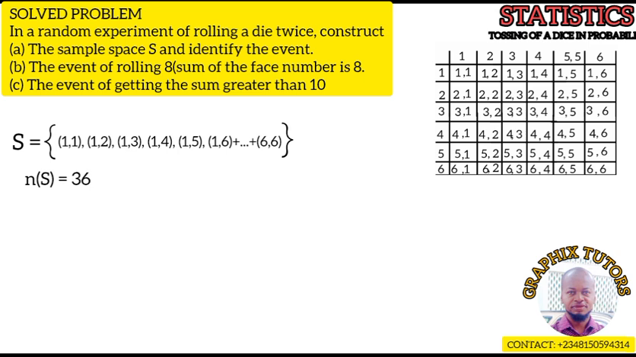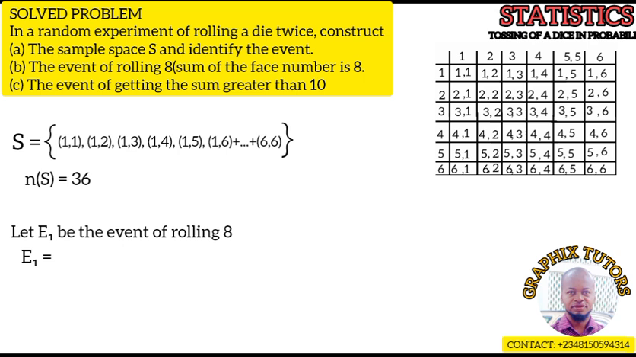Now the next thing is, we are told in the question that for the event of rolling 8, the sum of the faces number should be 8. That's the question. So you say, let E1 be the event of rolling 8, right? So that means my E1 will be equal to, you look at each of those pairs of numbers here, which ones will you sum together that will give you 8? Is that taken?